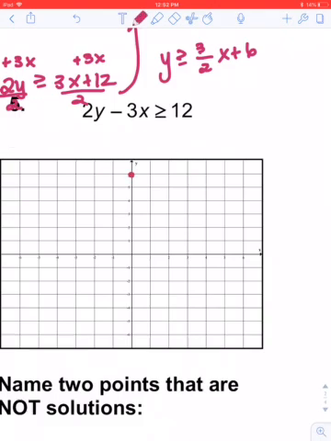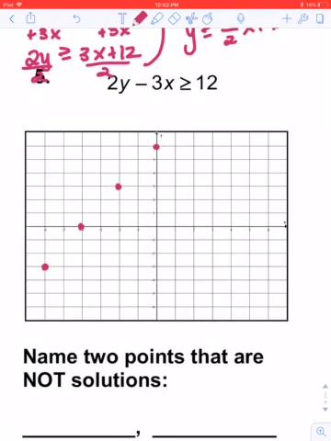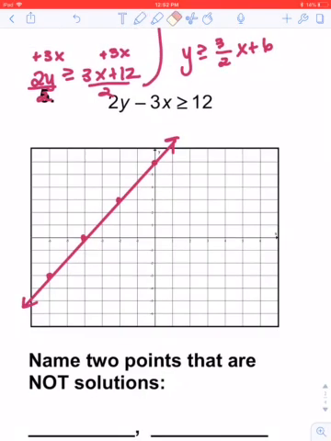Now 3/2, I can't actually go up and to the left because there's no more graph for me to look at. So I'm going to go down and to the left, or up and to the right, sorry. But now I'm going to go down to the left. Okay, solid line because it's equal to. I'm going to be shading above because it says y is greater than.